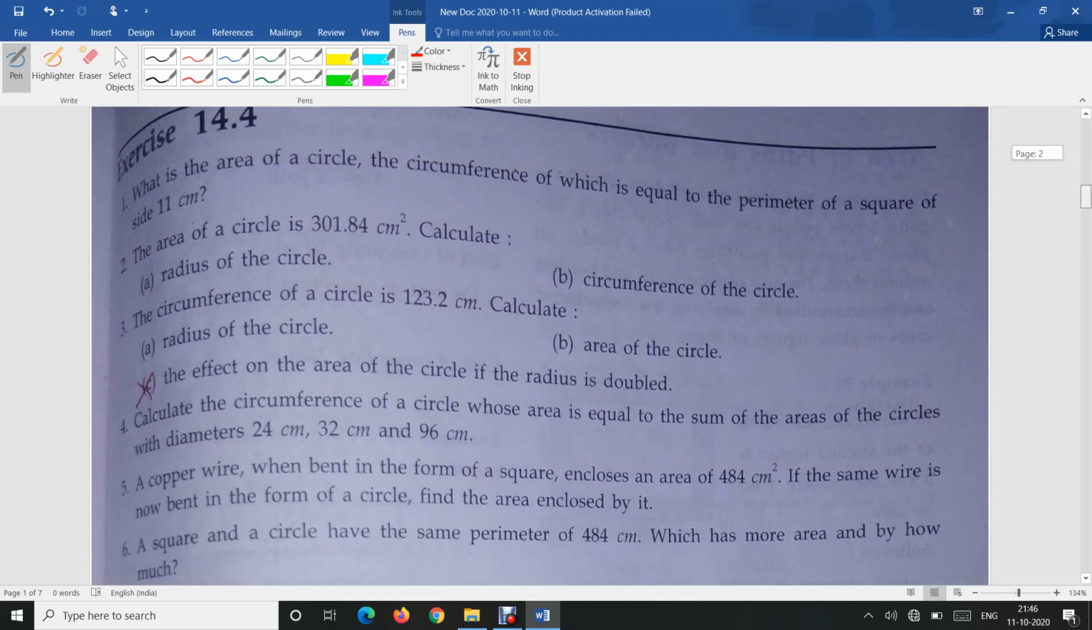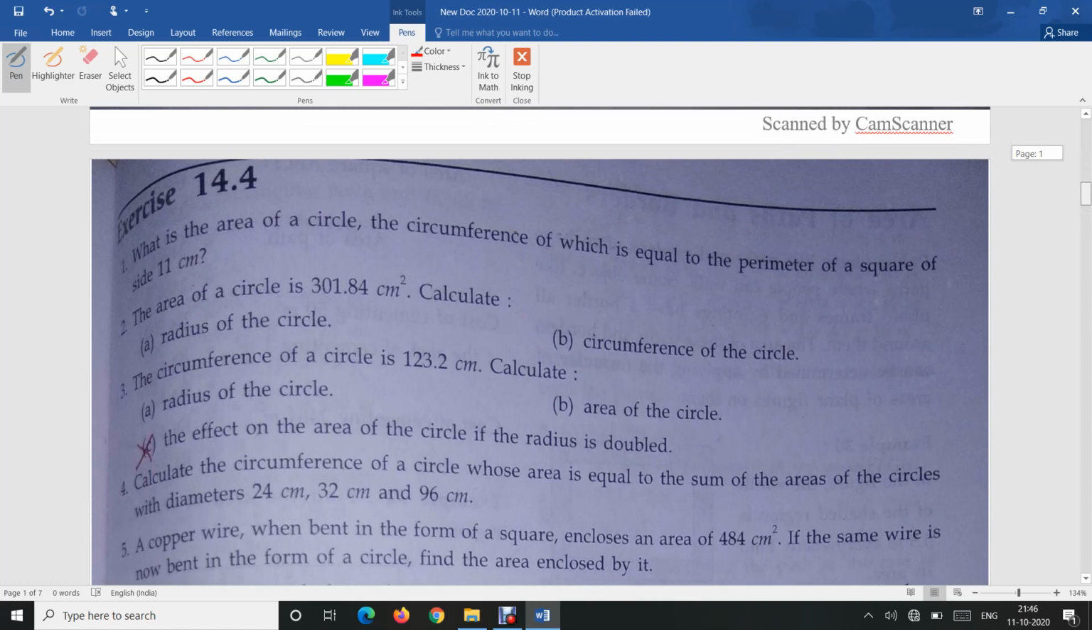Area of circle is pi r square and circumference of the circle is 2 pi r. Now we will start with exercise 14.4, which is completely related to these formulas, the area of circle or circumference of the circle. So let us start with question number 1 of exercise 14.4, which is asking about the area of circle.